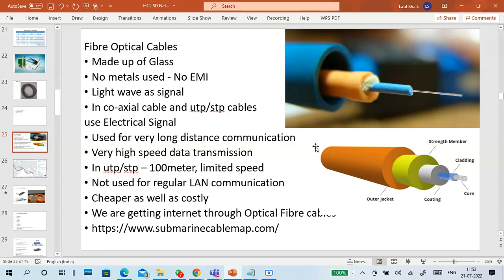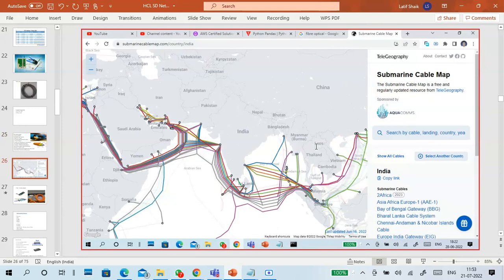Okay, so we are all getting internet. There are certain websites we can see. One of the websites is submarinecablemap.com. So you can see the cables, how they go from one place to another. You can see here it is in India. I captured this part only. I searched for India and got this one. You can search for particular places also.